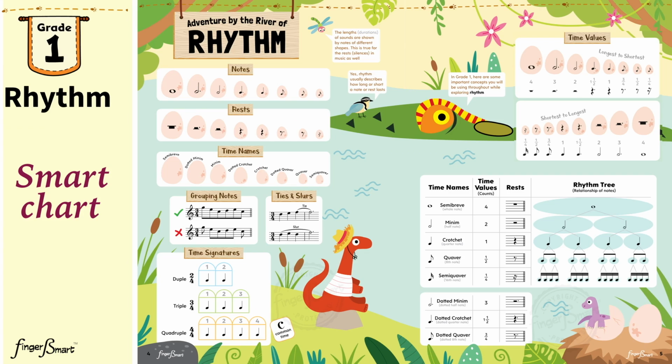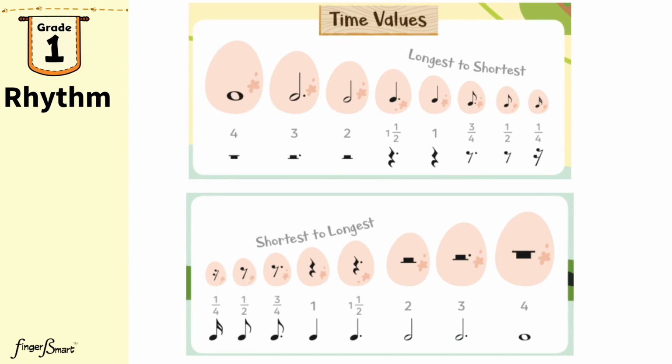Let's move back to our page 5 from the smart chart. Could you see the time values at the top corner? Longest to the shortest, and below is the shortest to the longest. Let me elaborate a little bit more how you use this to tackle the questions.